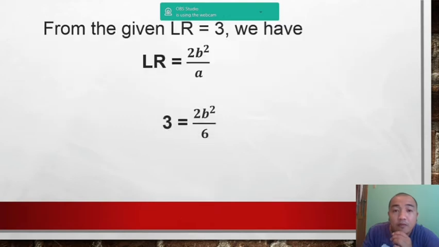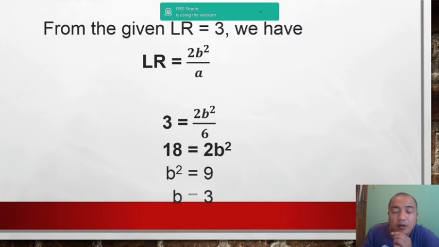Let us now go to the other one, b. So, how do you solve for b? Of course, we're going to use the given LR, or the length of the lateral recta, which is equal to 3. From the formula of the lateral recta, 2b squared over a, we can now solve for b. Because a is 6 and LR is 3, multiply both sides by 6. Then divide both sides by 2. b squared equals 9. Therefore, b is equal to 3.